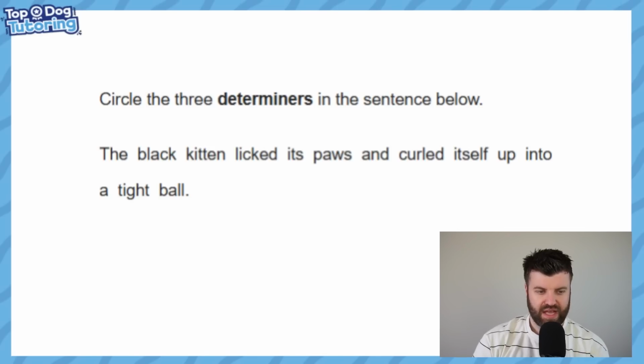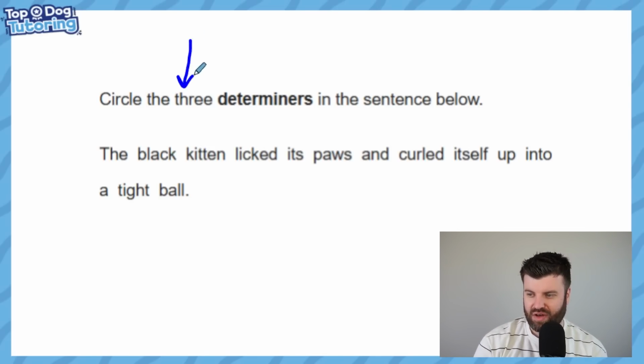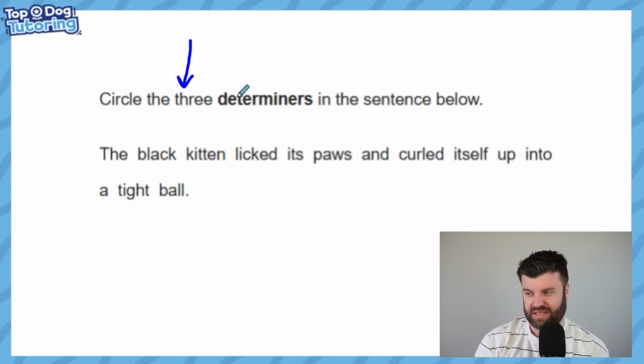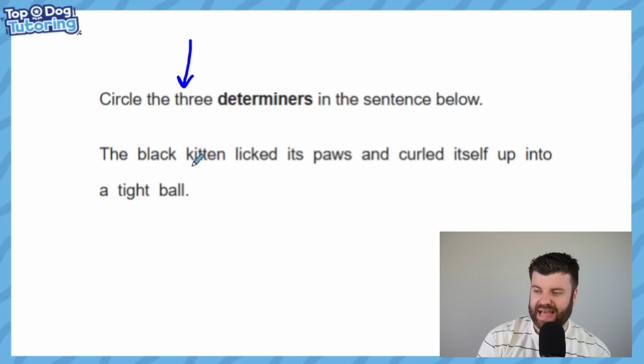Let's try another one. Circle the three determiners. It's the same type of question, but you might be in a bit of a rut in the test, worried about something, and you just think, I'm going to do two again. No. This one says three, so I want to see three determiners in the sentence below. The black kitten licked its paws and curled itself up into a tight ball.